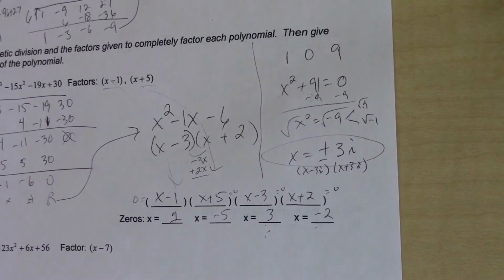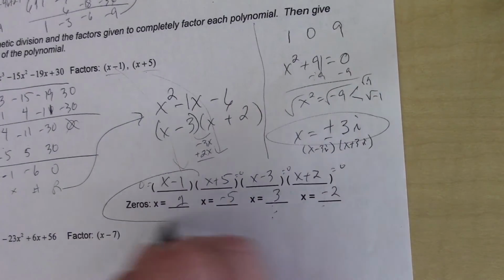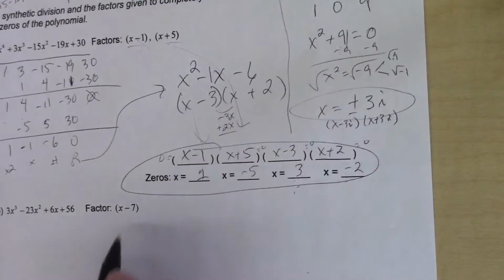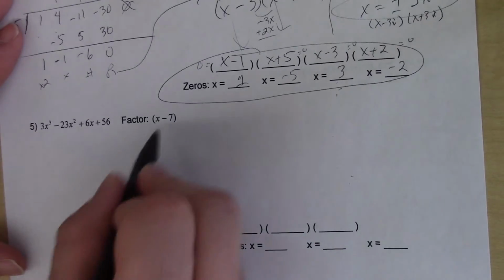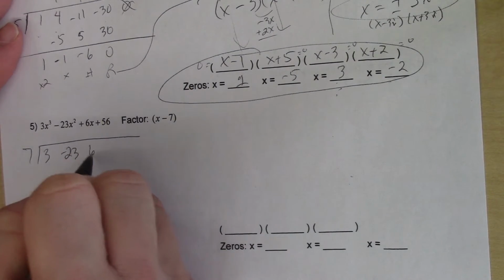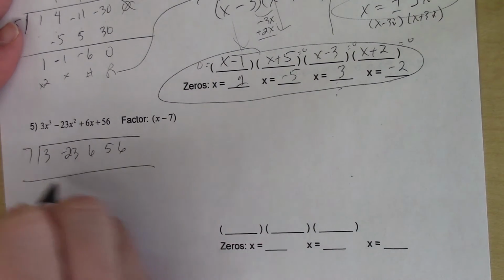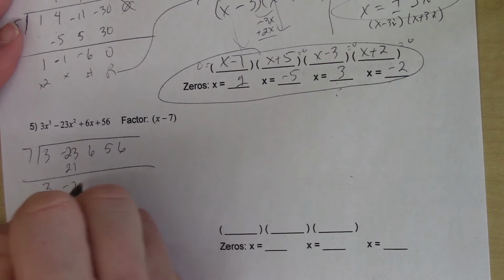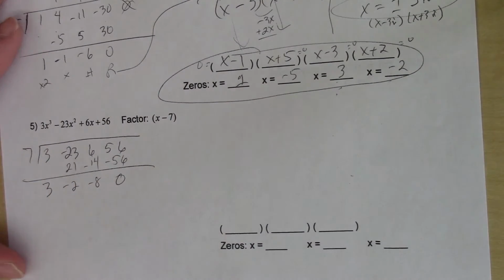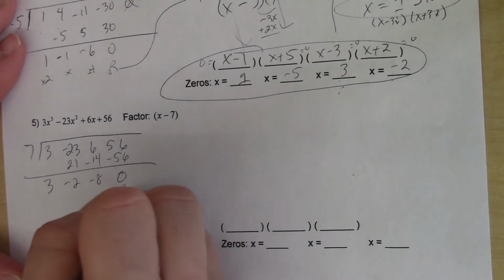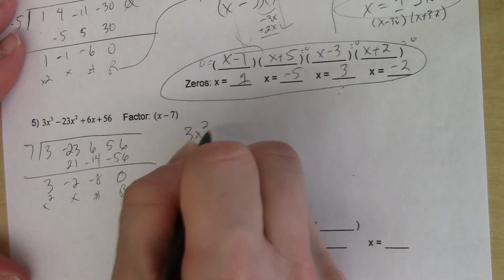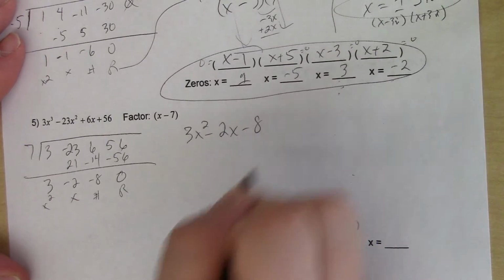All right, so let's move on. By the way, these were the answers. That was just a, hey, what if this happens? Hint, hint. All right, on number 5. Again, I know 7 is a factor, so I'm going to put that in right away. Multiply and add, multiply and add. Are you getting sick of this yet? It's pretty easy though, I hope, right? Remainder, number, x squared. So I have 3x squared minus 2x minus 8.